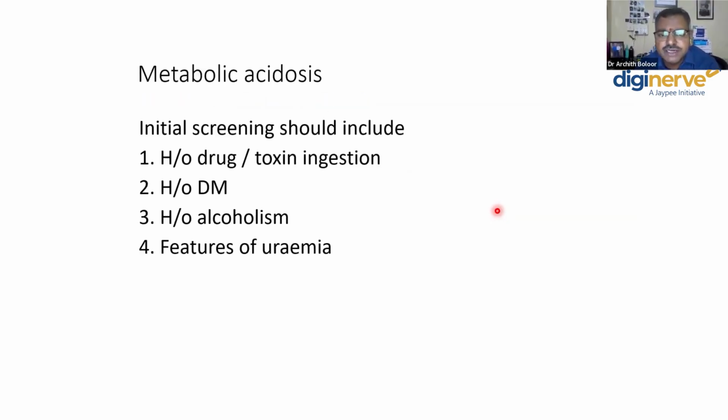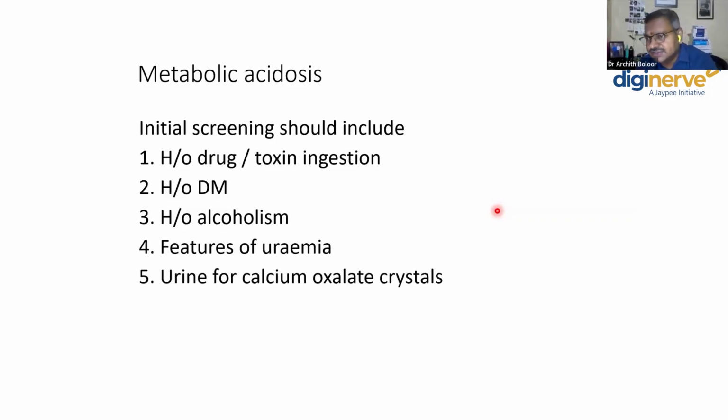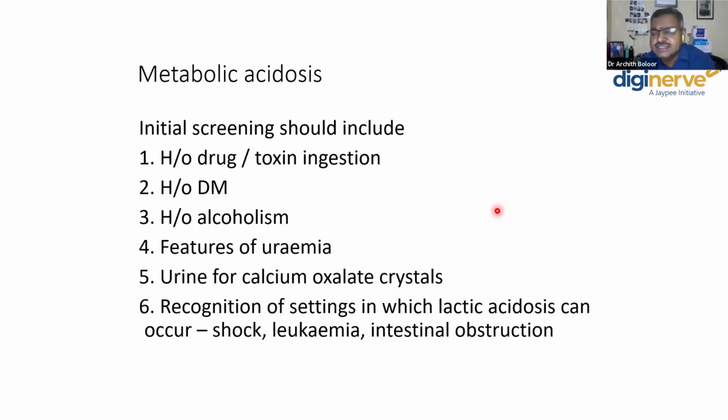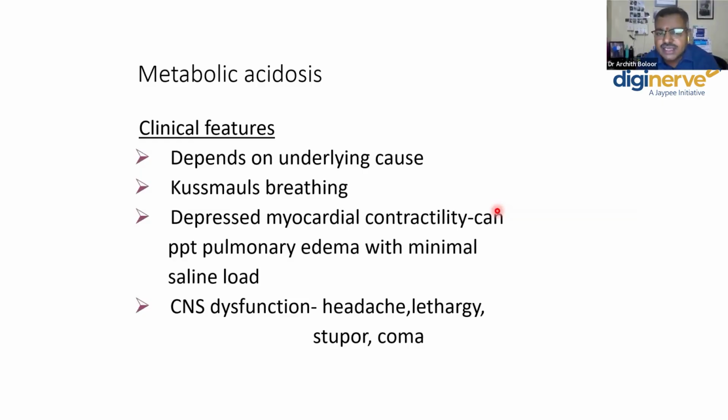So whenever you're taking a case of metabolic acidosis, look for history of drugs and toxins, look for diabetes, look for alcoholism, and look for signs and symptoms or history of uremia. Urine oxalate crystals, that is one feature for the renal tubular acidosis, and recognize the setting for lactic acidosis, which can happen very often in shock. The patient who has come with shock, the BP is not recordable, it is lactic acidosis. Intestinal obstruction, leukemia, so you have a lot of lactate in these forms. Again, look for the underlying cause, very important.